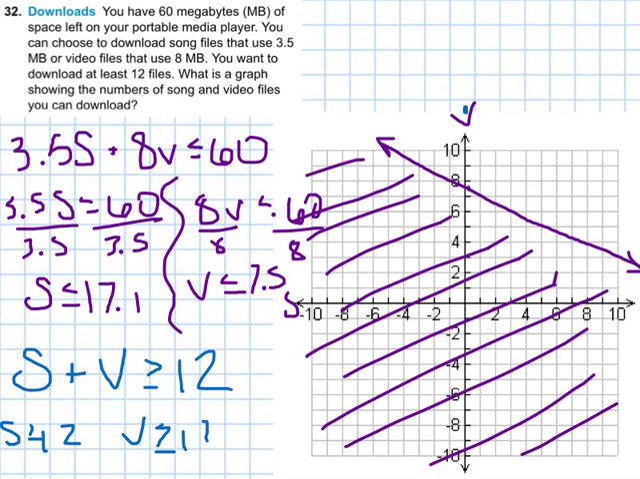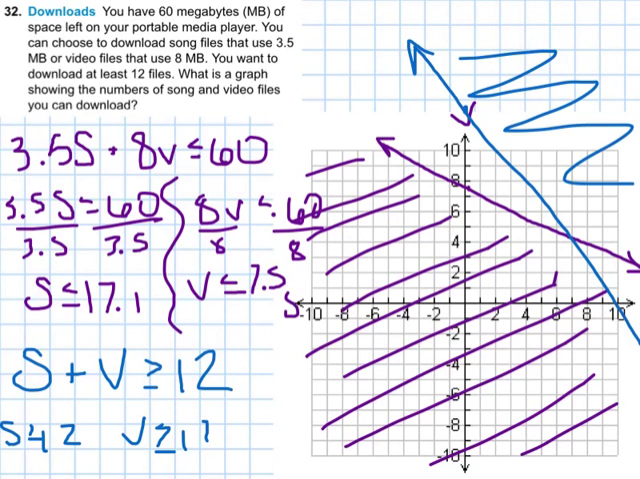That's not a very good one. And we'll plug in 0, 0. Is 0 plus 0 greater than or equal to 12? No, it's not, so we want to shade on the other side of that line. Now, the places that they would intersect is right here in this area, so this would be the solution set.